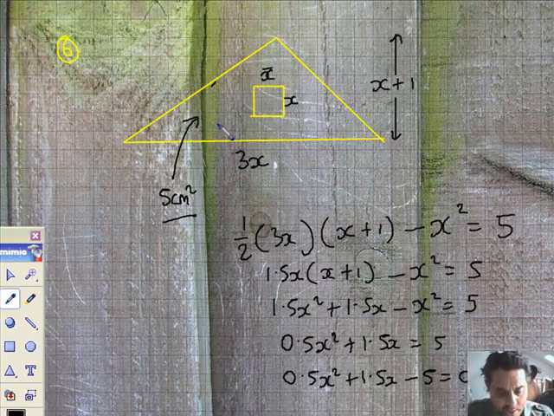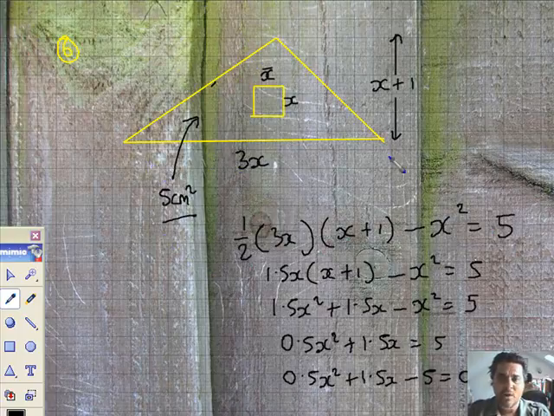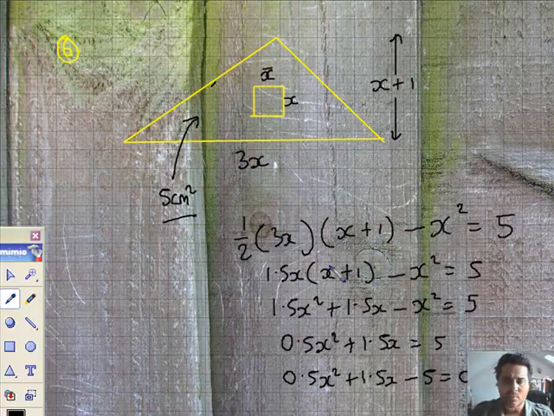Part A. Form an equation for the area of the shaded part, in other words the remaining card. So it's basically the area of a triangle, take away the area of the square, and then that comes to 5, which is what I've done here in the first line. Area of a triangle, half base times height, so half times 3x times x plus 1. Take away the area of the square, minus x squared, and that equals 5. So half of 3x is 1.5x. Multiplying out this bracket here, 1.5x times x, 1.5x squared, and 1.5x times 1, 1.5x, minus x squared equals 5.